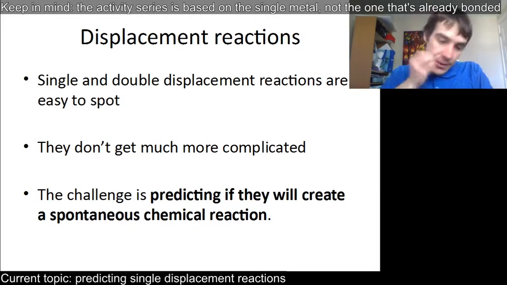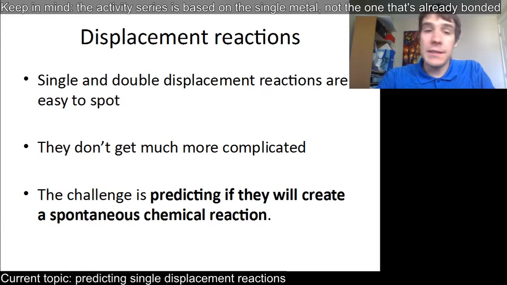Alright, grade 11 chemistry. We're talking about displacement reactions today. So that's single displacement and double displacement reactions. The point of today's lesson is really that it's very easy to spot and figure out what's going to happen in a single or a double displacement, because they're just going to switch. And we already know the ions and everything. But the challenge is predicting if they will actually be spontaneous or not. That's what we're talking about today.